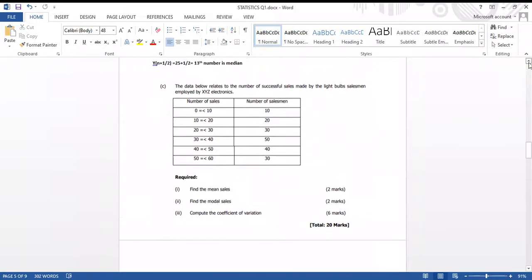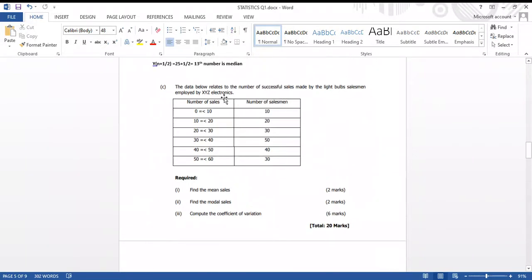All right. We have a question here. It tells us the data below relates to the number of successful sales made by the light bulb salesmen employed by XYZ Electronics. From 0 to 10, there were 10 salesmen; 10 to 20, there were 20 salesmen; 20 to 30, 30 salesmen, and so on.